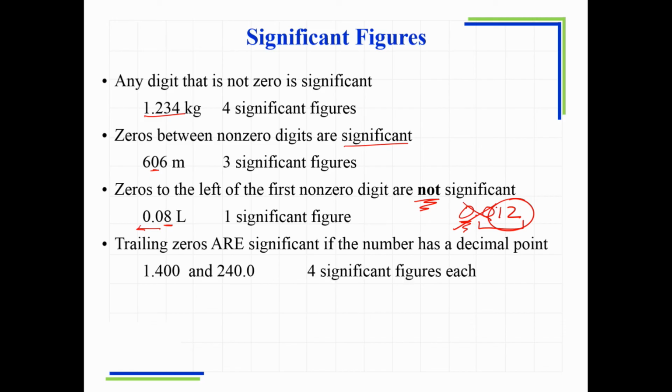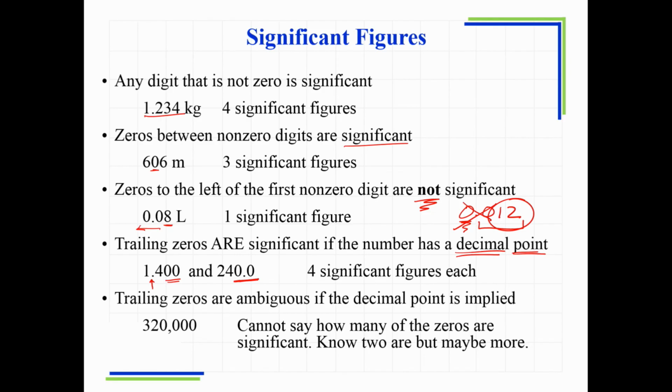Now, trailing zeros. If there is a decimal, and this is important, if there's a decimal point in that number, trailing zeros are significant. So I have a decimal point right here. These are trailing zeros, meaning zeros after the last non-zero digit. So those 2 are significant. And it doesn't matter whether that 0 comes before the decimal point or after the decimal point. As long as there's a decimal point in there, those are significant. So 240.0 has 4 significant figures because trailing zeros are significant if there is a decimal point in there.